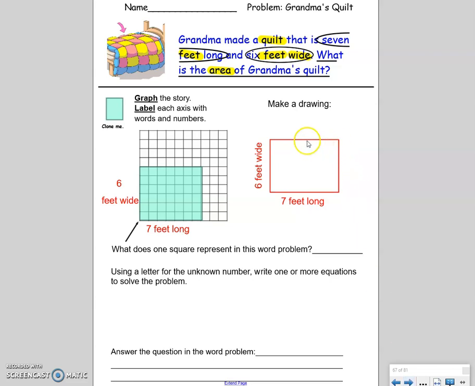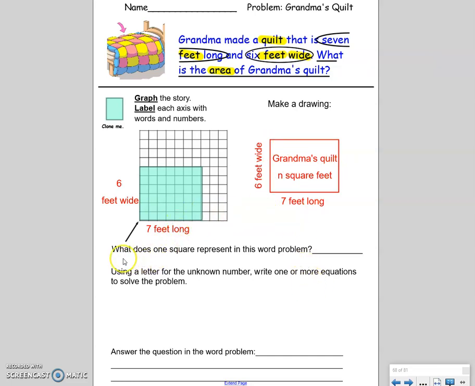Now, I see that I've drawn this rectangle, but I have to remind myself, what is this rectangular object? According to the story problem, this is Grandma's quilt, so I'm going to label it Grandma's quilt. Because I do not know the total number of square feet, the story problem doesn't tell me that. In fact, it's asking me to find the area. I'm going to put n, square feet, because I don't know the total number of square feet. I don't know the area of the blanket.